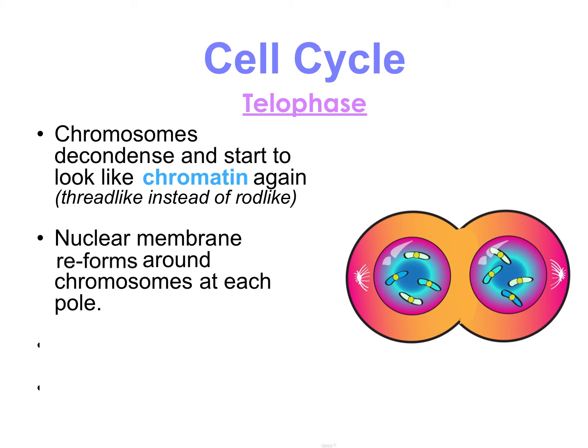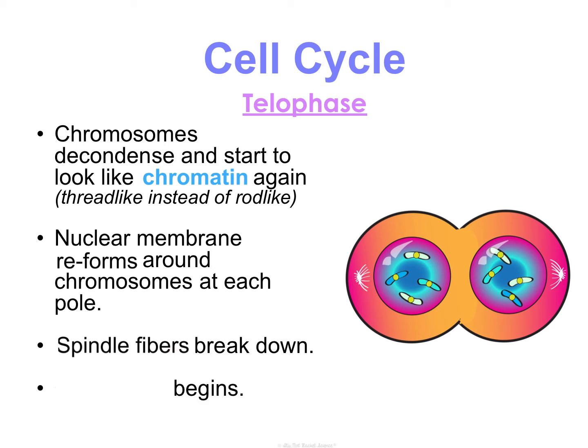So we can see in our picture here that we have two nuclei back in our cells. So we're trying to get to two separate cells now and back to normal cells. And our spindle fibers are going to break down. The only thing we use them for is cell division, so we don't need them anymore, so we're going to get rid of them. And our process of cytokinesis is going to begin during telophase, which is why we kind of lump it together into mitosis.